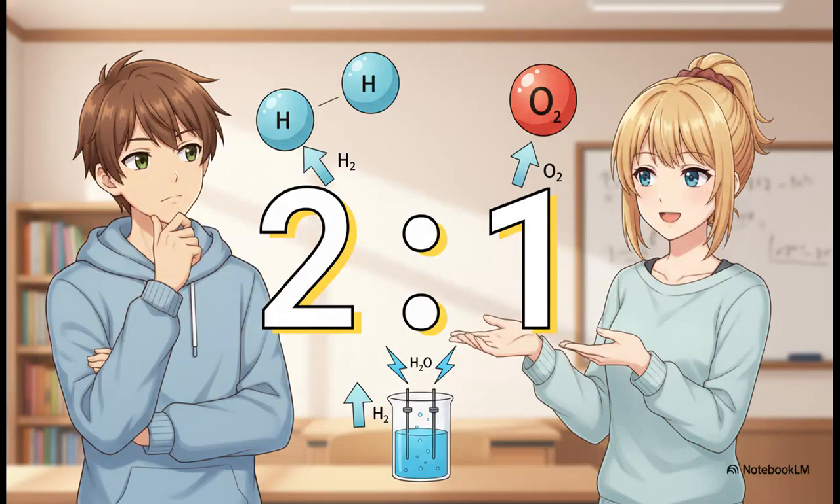Another really important type of decomposition is the electrolysis of water. Basically, you pass electricity through water, and it splits into hydrogen and oxygen. The key thing to remember, the part they always ask about, is the ratio. You always get twice as much hydrogen as you get oxygen. And why 2 is to 1? Well, just think about the formula for water. It's H2O. 2 hydrogens for every 1 oxygen. That's where the 2 to 1 ratio comes from.